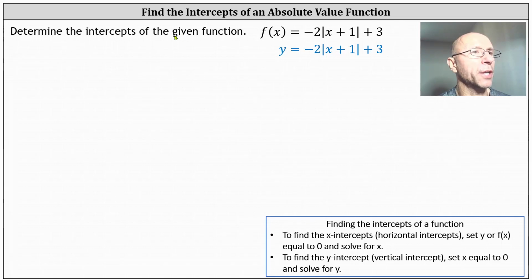Here we're asked to determine the intercepts of the given function. We are given f of x equals -2 times the absolute value of the quantity x plus 1, plus 3. Remember, whenever given a function, we can always replace f of x with y. And now let's look at our notes below.